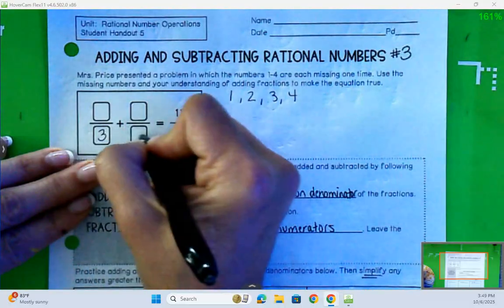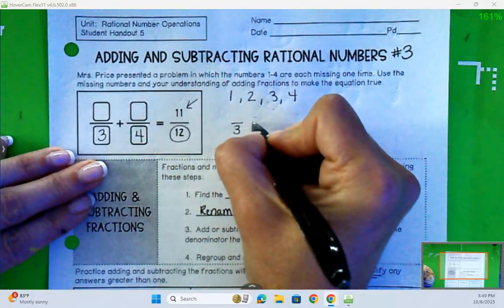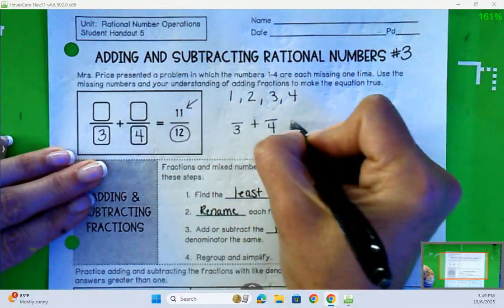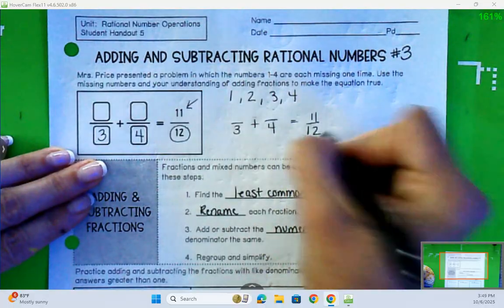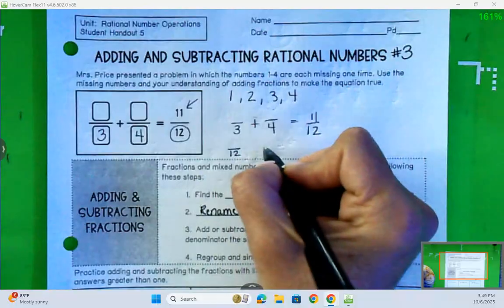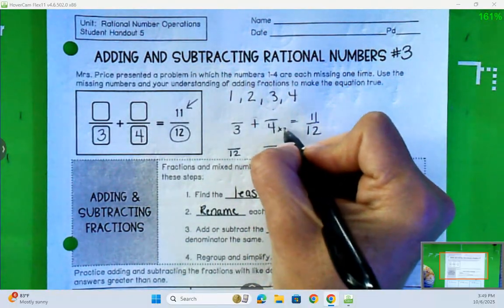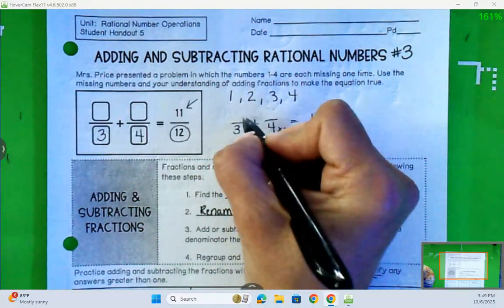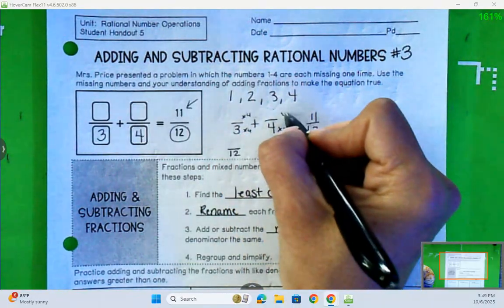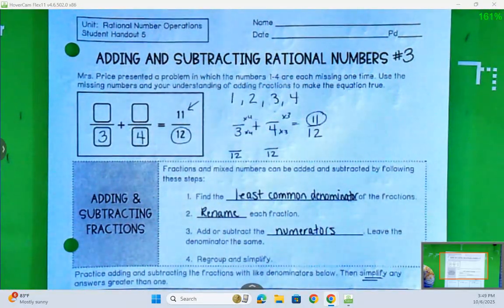So I'm going to try a 3 and a 4 in my denominator. So we need some thirds plus some fourths. That's going to equal 11 twelfths. And we know that 3 can go into 12 and 4 can go into 12. This would be times 4 and times 3. So we need a number times 4 and a number times 3 to get us a total of 11 for our numerators.